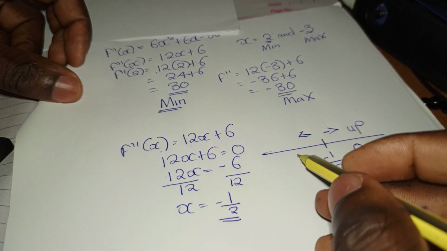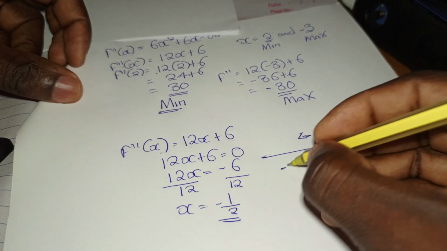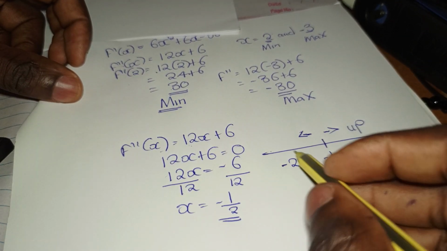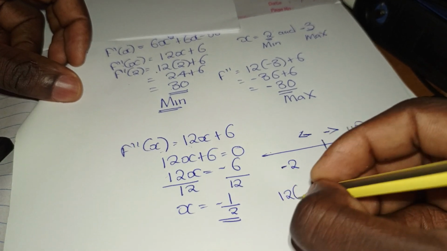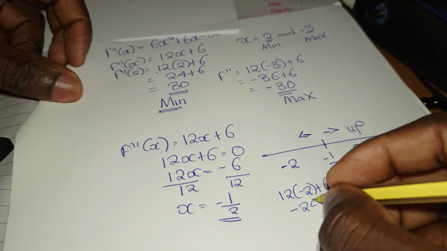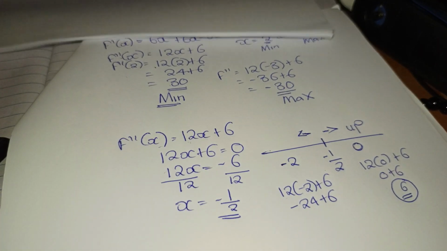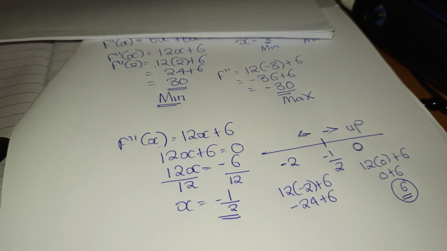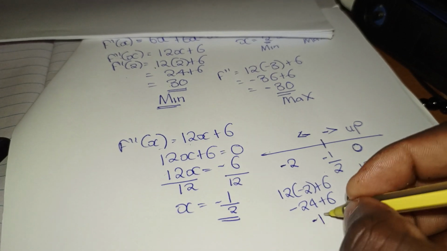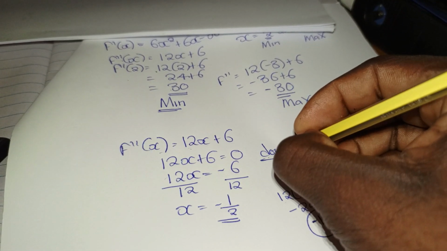Then you get any number again this side. Let us get even -2. If you put the -2 here, you will have 12(-2) plus 6. Then here you will have -24 plus 6. What is -24 plus 6? That is -18. So since this is negative, then it will be concave down.